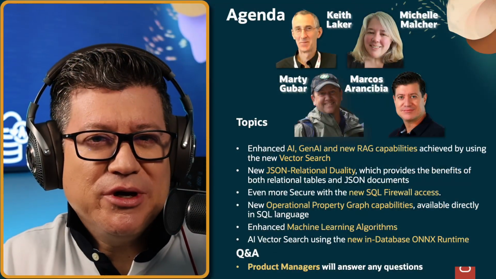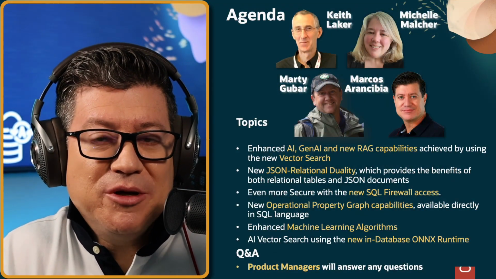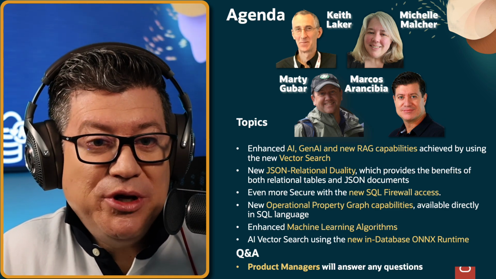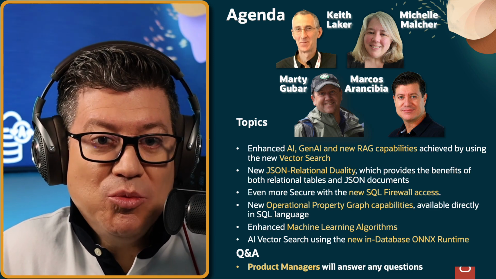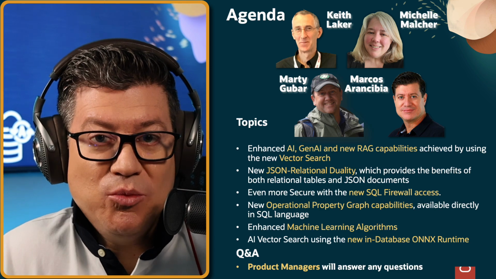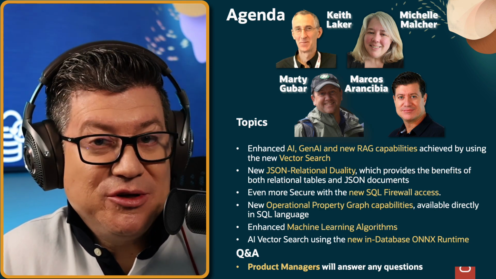We're going to be talking about the Autonomous Database on the new Oracle Database Release 23 AI and all the different things that it brings. For that, we're bringing in Keith Laker, Marty Gubar, and Michelle Malcher, the three people that are working with me on the Autonomous Database team. We're going to be talking about different components.